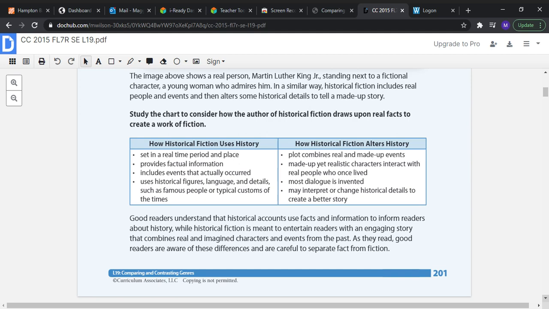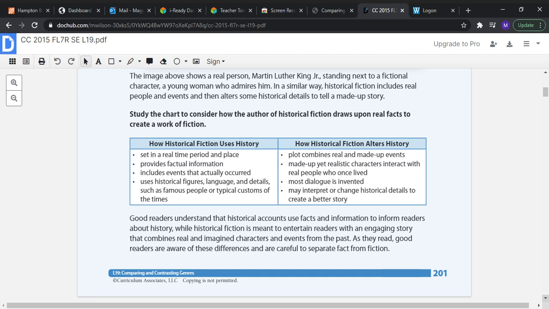Now, how historical fiction alters history is that the plot combines real and made up events. So, of course, we have the real events of the Titanic sinking, but then we have the made up events of the love story that's all throughout the movie as well. Made up yet realistic characters interact with real people who once lived. So again, we had our characters Rose and Jack, who had their love story. And, of course, there were some real characters who did appear in the Titanic movie as well.